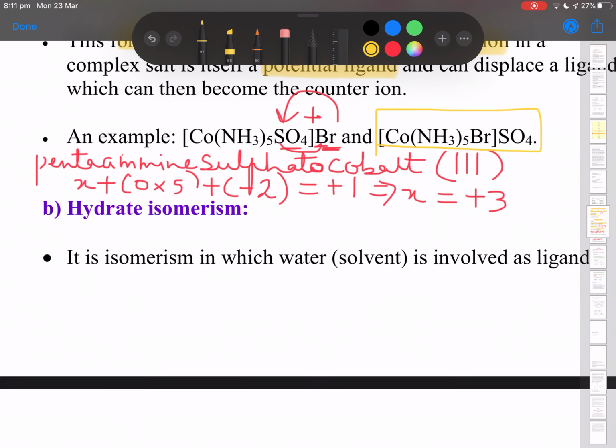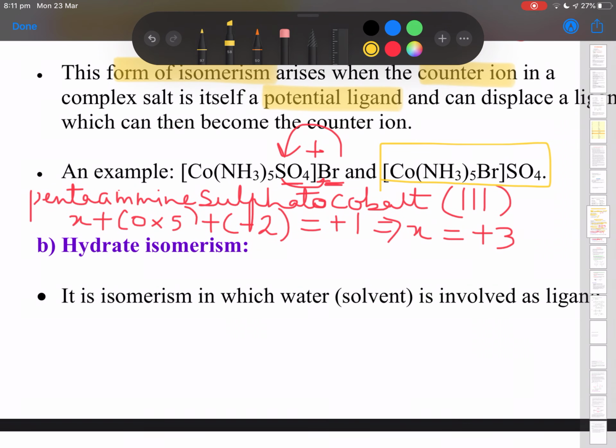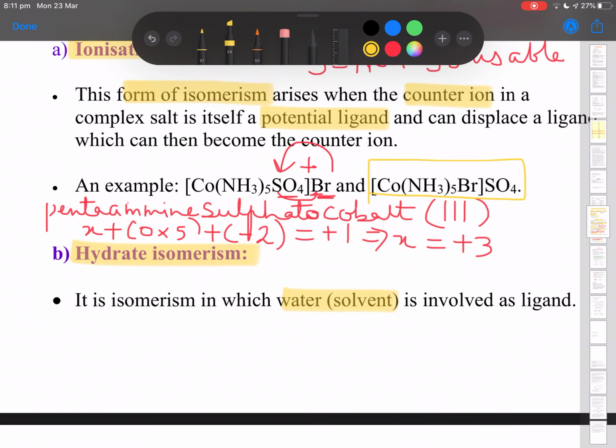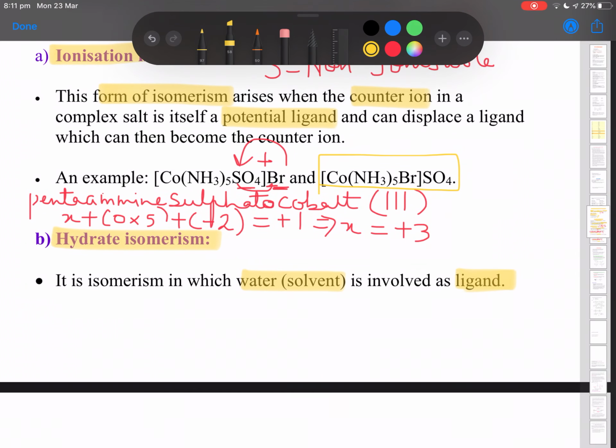Let us go ahead with hydrate isomerism, which is another type. The word hydrate is related to water. That means water over here is acting as a ligand. And I told you before, water cannot be used as the term for a ligand. It's aqua.